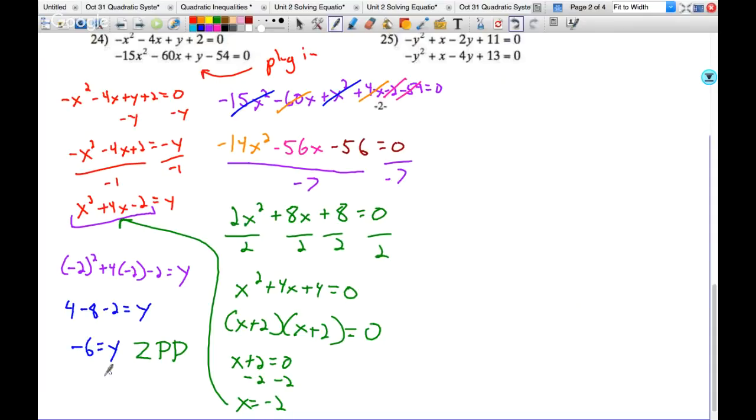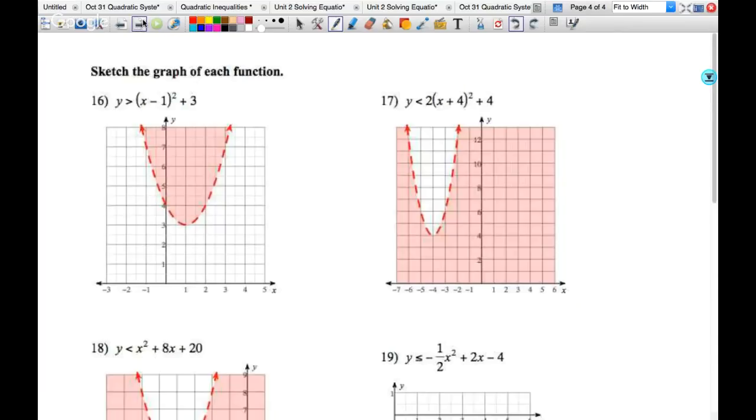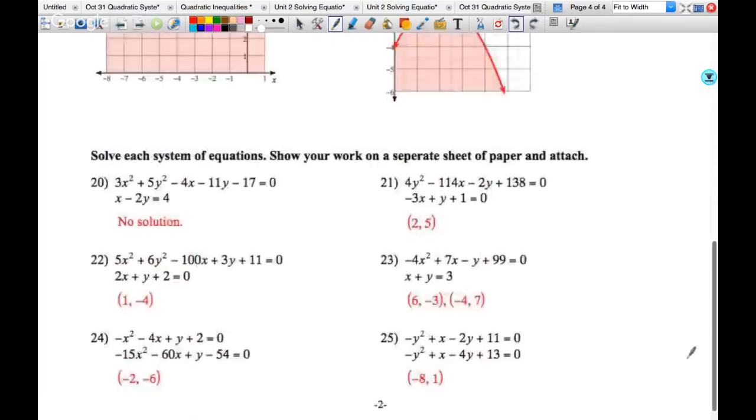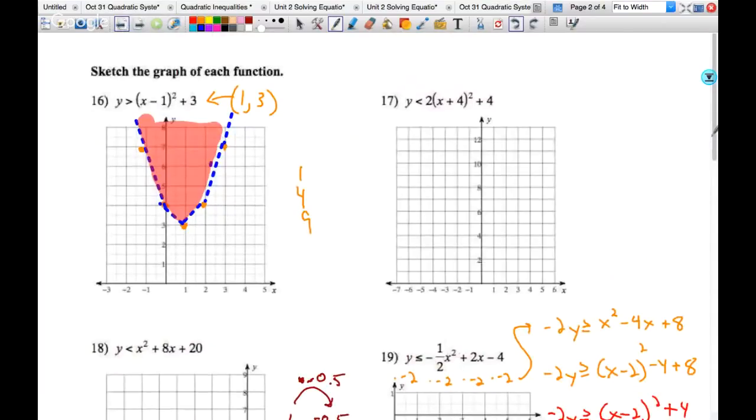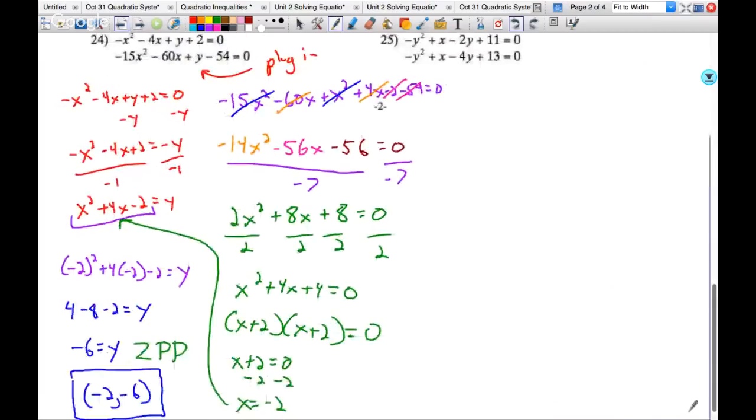And I'll write this as an ordered pair. Negative 2 comma negative 6. I'll always double check by plugging it back in to make sure we don't have an extraneous solution or made a mistake. Let's just see if we got that one right. Negative 2 comma negative 6. All right, 25 real quick.